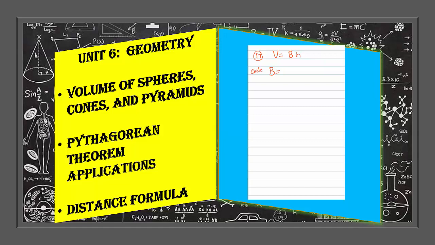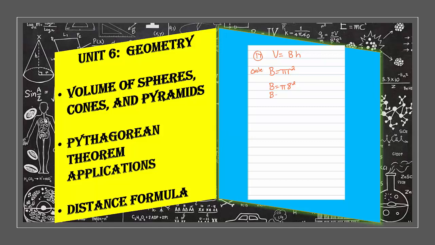And in the problem, we're told that the diameter is 16, and since the diameter is the entire length of the line that goes across the circle through its center, we need to know the value of the radius, which is half of that diameter. Half of 16 is 8. So B is equal to pi times 8 squared. 8 squared is equal to 64, so B is equal to 64 pi.